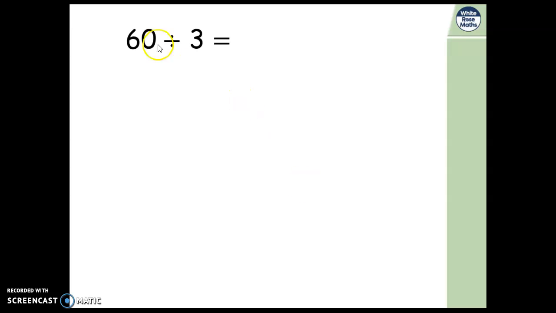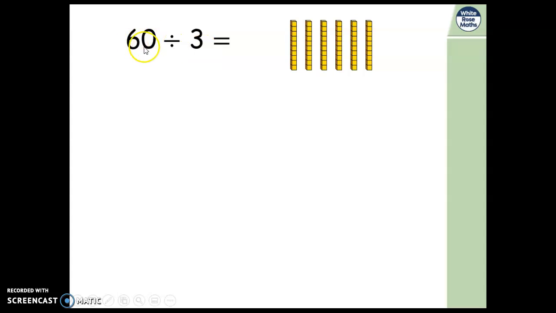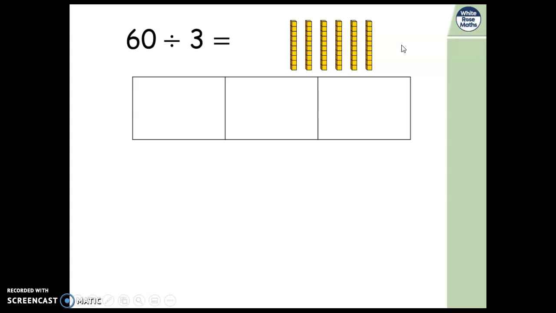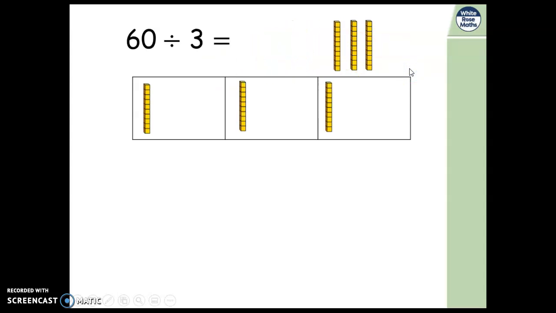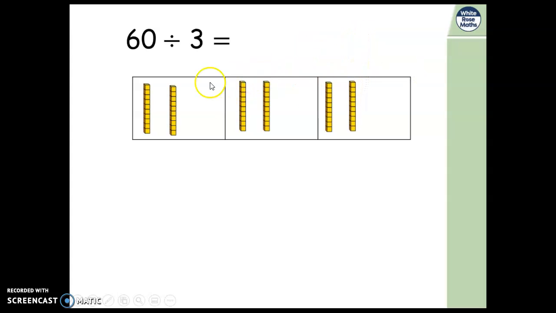When we are dividing bigger numbers, we don't just have to share them by ones and go, right, you get 1, you get 1, you get 1, you get 1. If we have 60, we can use tens. Share them by 3: 10, 20, 30, 40, 50, 60. We've got 3 groups. 60 divided by 3 is 20.